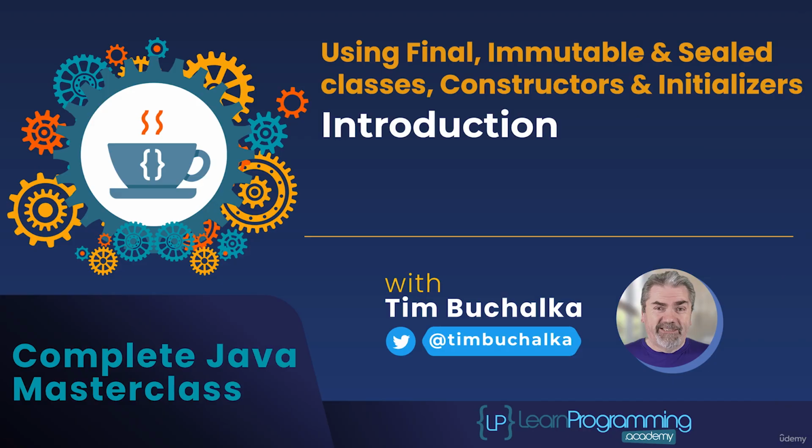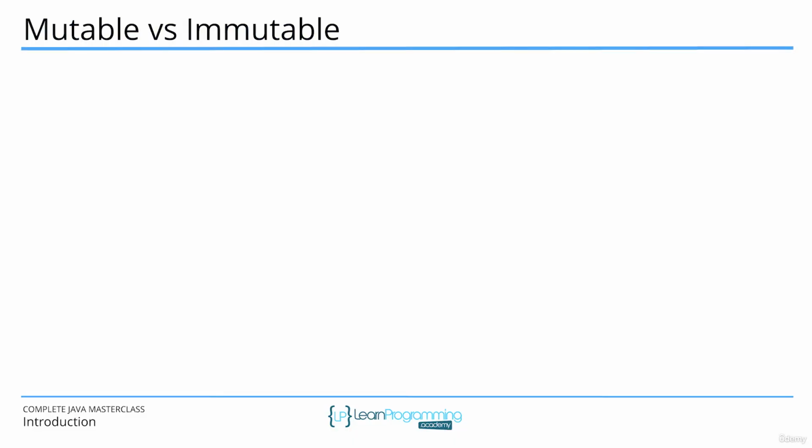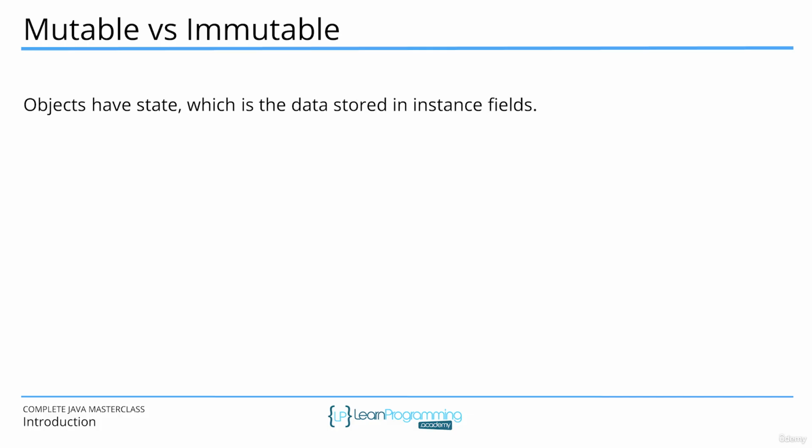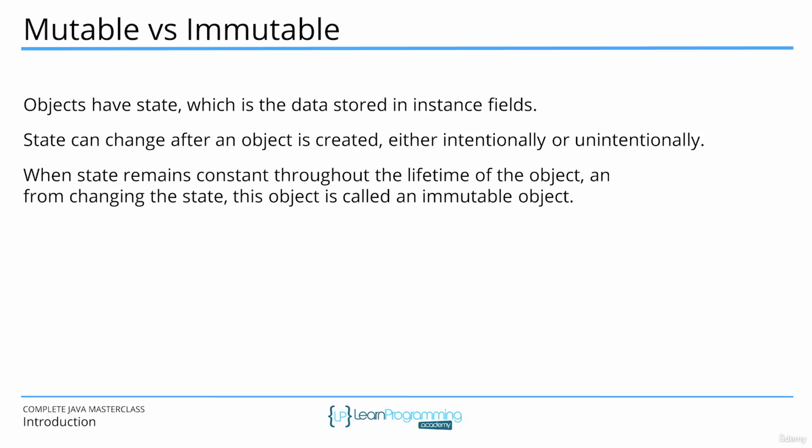In this section, I want to review the terms mutable and immutable and talk about issues related to these two terms. Objects have state, which is the data stored in instance fields. State can change after an object is created, either intentionally or unintentionally. When state remains constant throughout the lifetime of the object and code is prevented from changing the state, this object is called an immutable object.